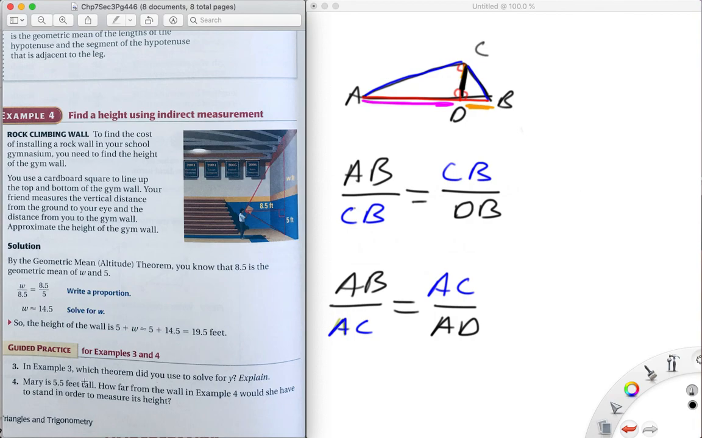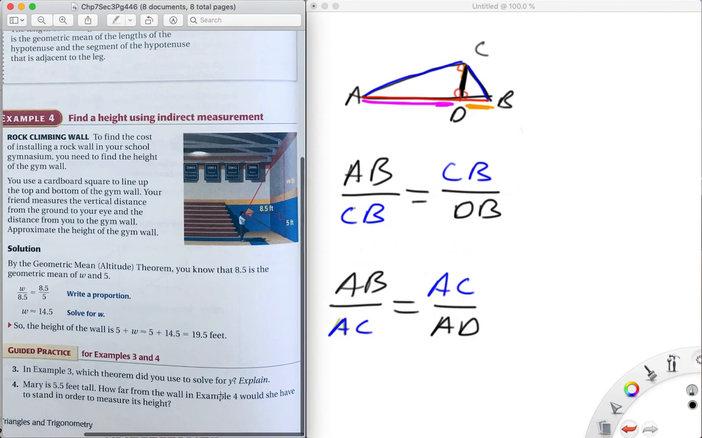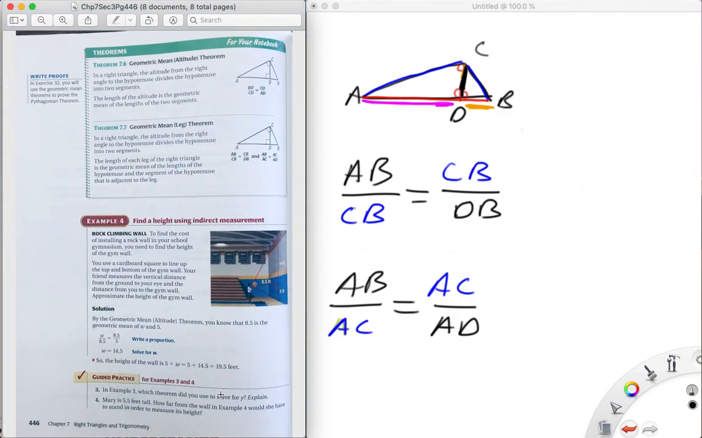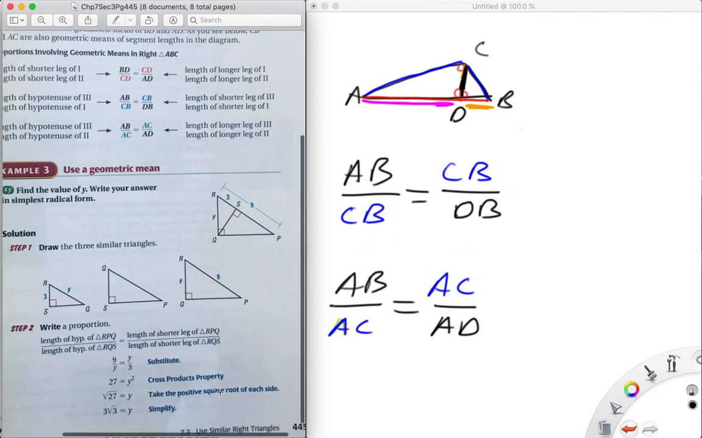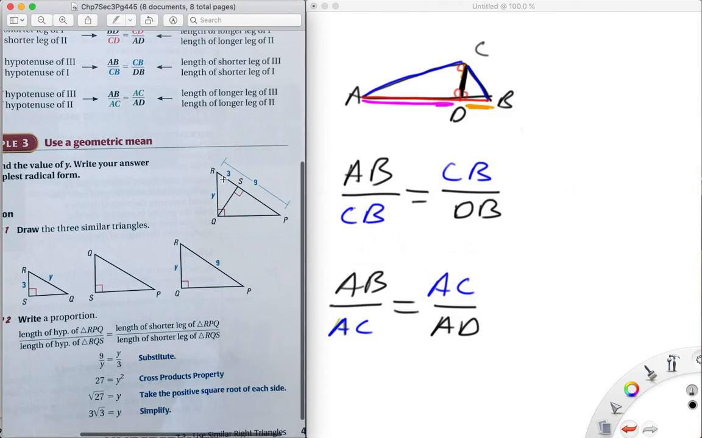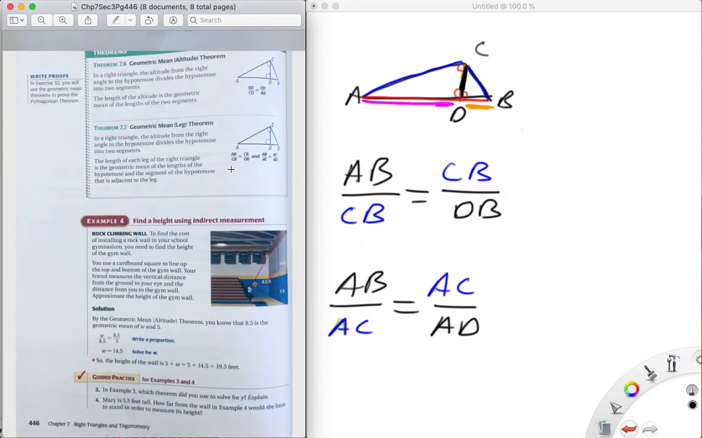It says in example 3, which theorem would you use to solve for y? If we go back to example 3, we used hypotenuse of the leg because we're looking for the leg of the biggest triangle. So hypotenuse over the leg, or hypotenuse of the small, which is the same thing as the leg of the big over the leg of the small. So the geometric mean of the leg. We were using 7, 7.